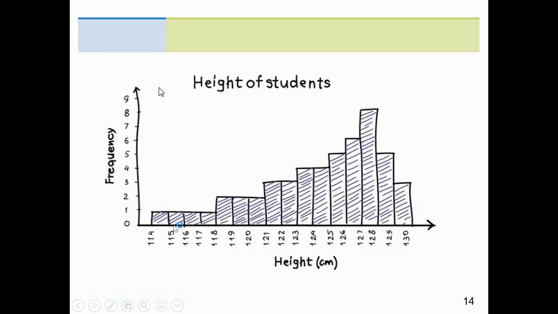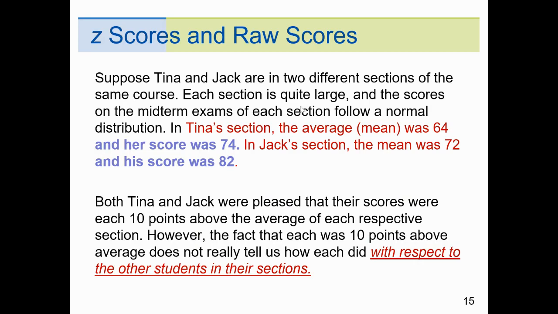Something that is left skewed, all right? Heights of students: very few kids are tiny, and then it peaks, and then you find very few people that are extremely tall. This is a right skewed distribution. All right, but we're going to be talking about normal distribution, the bell curve.